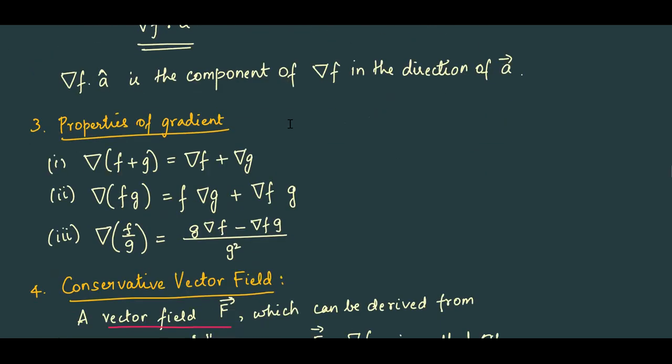Then, the properties of gradient: we know it operates on the sum of two functions, the product of two functions, and the quotient of two functions. The usual.